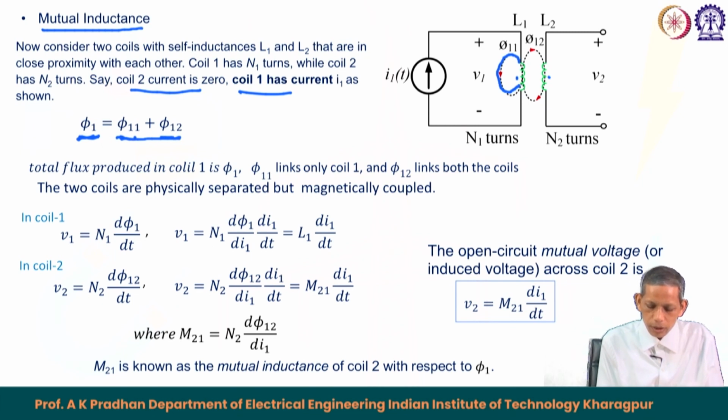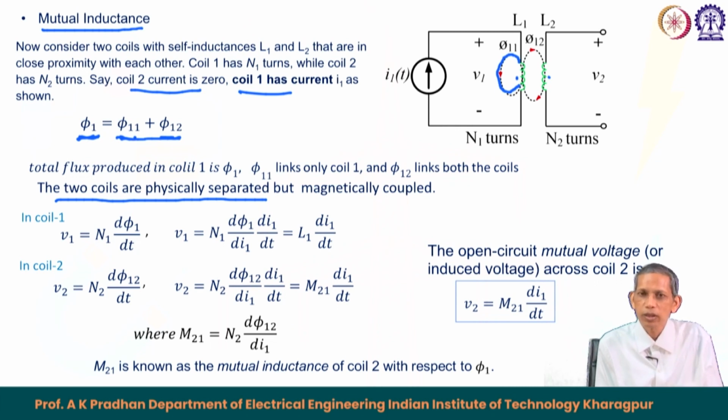Now, see here the two coils are physically separated, but magnetically coupled by a flux of phi 1 2 produced by 1 and linking to 2. Now, let us analyze coil 1. In coil 1, the voltage V 1 as marked here equals N d phi by dt. The induced EMF in coil 1 is N d phi by dt.